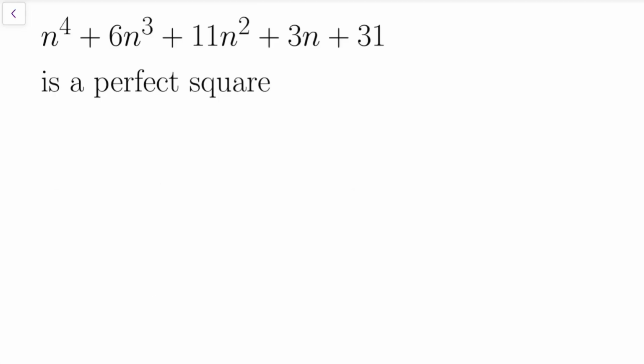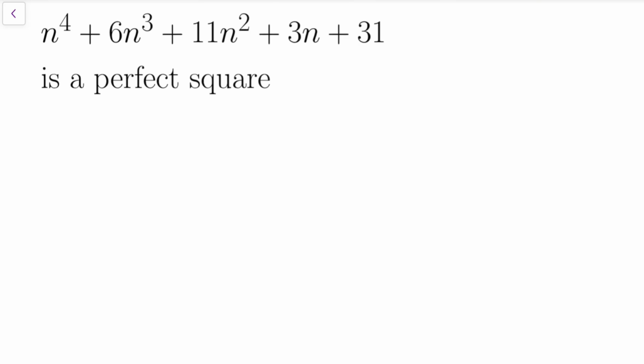If this expression has to be a perfect square for some integer n, then perhaps it might match with some expression about n, all squared. For this, we can try some quadratic expression like n squared plus an unknown integer multiplied by n plus another unknown integer, all squared. And I want this to be as close to this quartic as possible.